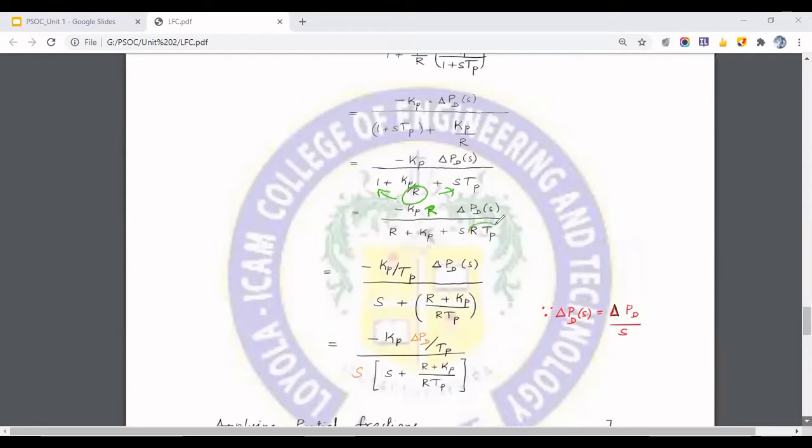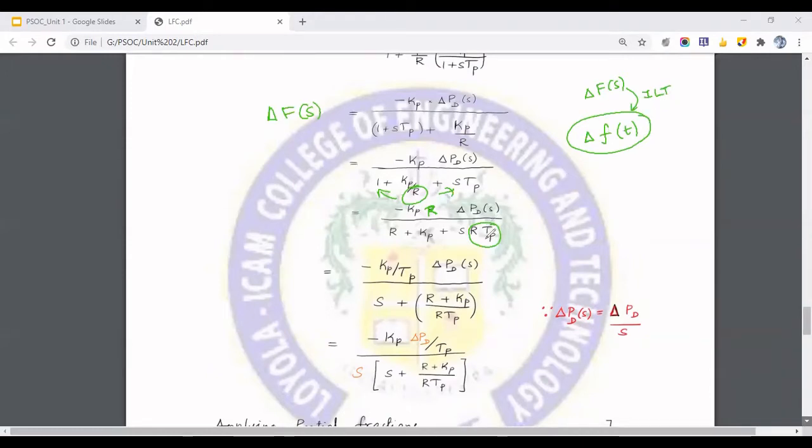Now S has a coefficient R into Tp. Whenever we want to work with an inverse Laplace transform, our vision is to calculate the dynamic change in frequency, that is, change in frequency with respect to time. So we are going to calculate delta F of t. Now I have an expression for delta F of s, so taking the inverse Laplace transform of delta F of s, I'll have delta F of t.